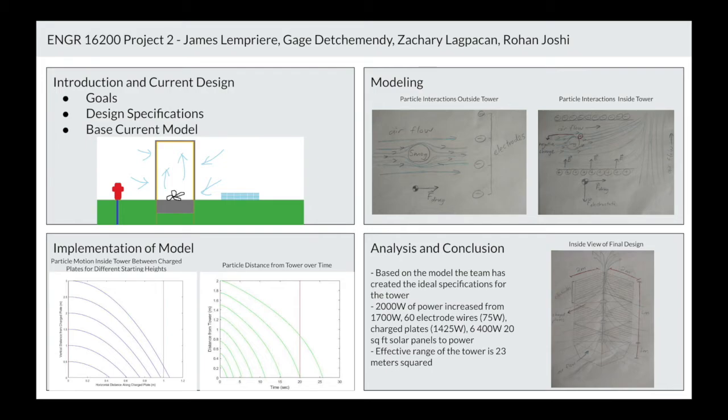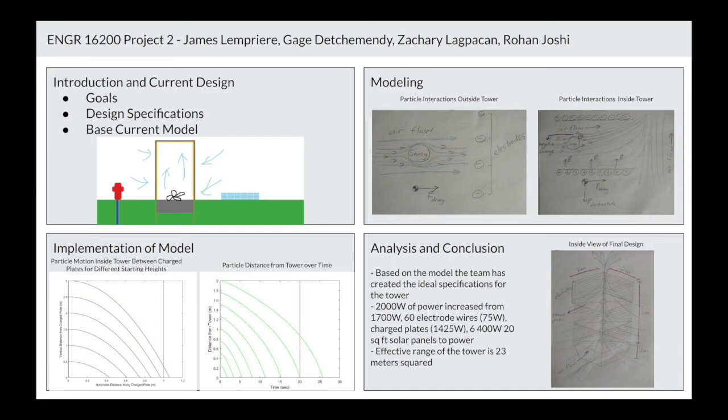Next, the charge plate should receive 95% of the power left. This will be about 1,425 watts. To power all of this, you need at least six 400 watt, 20 square feet solar panels. The tower has an effective range of about 23 square meters. The tower itself only needs a 4 square meter base, so it can be placed in many areas. It doesn't require much space.